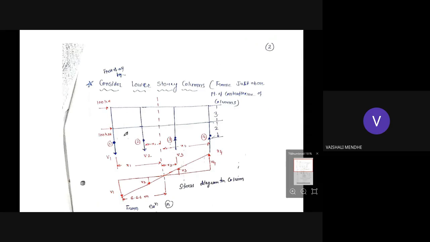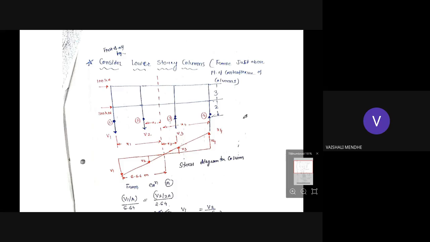First of all, to get that relation, we cannot consider both the frames simultaneously. We only find out the relations, and the same relation will be applicable to both the frames. Now, to get the axial forces in the columns, note that axial force will be different for the upper story and the lower story because of this loading. So to get that axial force, we will first consider the lower story column.